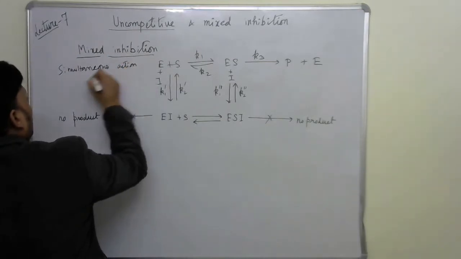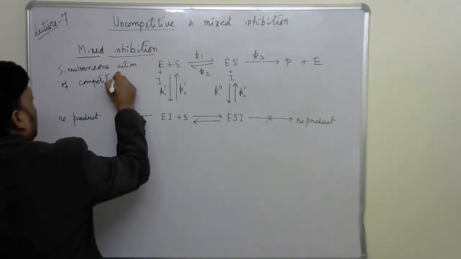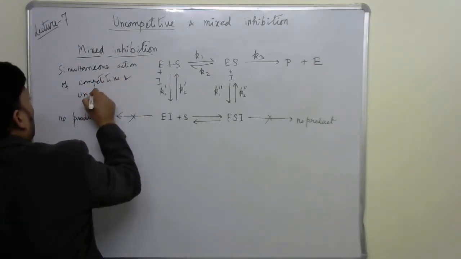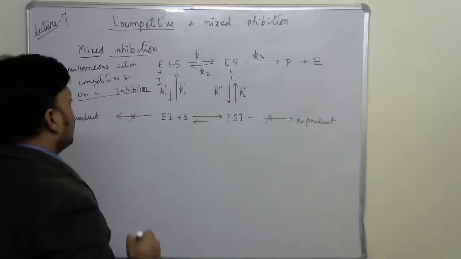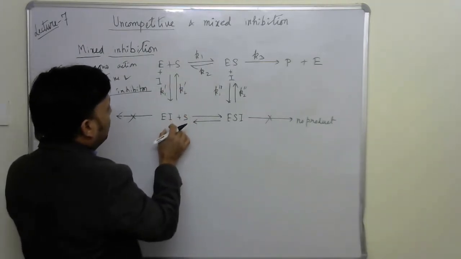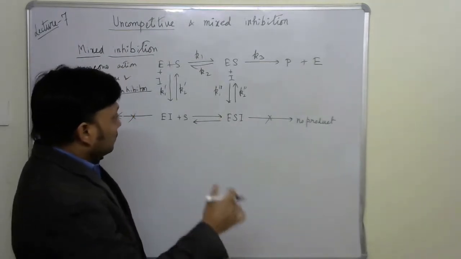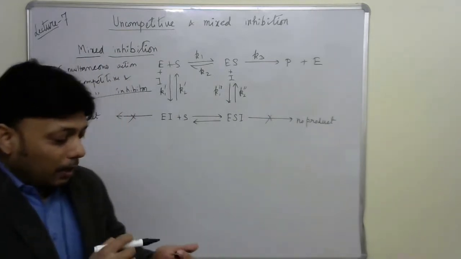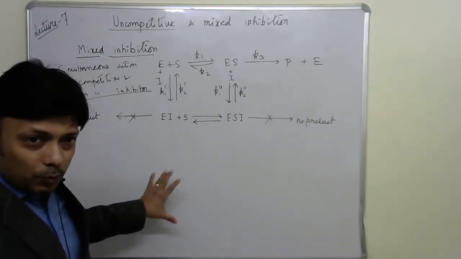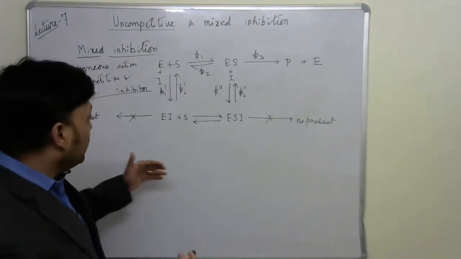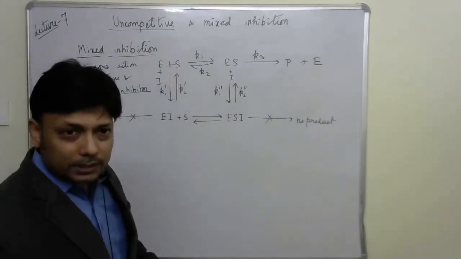Therefore, mixed inhibition is defined as the simultaneous action of competitive and uncompetitive inhibition. This part you can recognize as the competitive inhibition scheme, and this part is the uncompetitive inhibition scheme. Everything else is, I believe, already familiar to you, and I'm not going to draw the cartoon diagram once again because I have already drawn those diagrams, and those are identical with these individual steps.